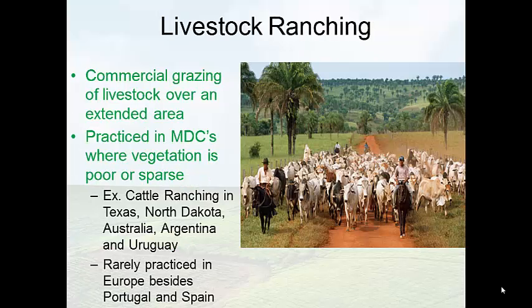All right, on to our next one, livestock ranching, and that's just the commercial grazing of livestock over an extended area. It's practiced mostly in MDCs where vegetation is poor or sparse. There are other examples as well. Cattle ranching in Texas, North Dakota, and even we see livestock ranching in Australia, Argentina, and Uruguay. Now, this is really practiced in Europe besides Portugal and Spain.